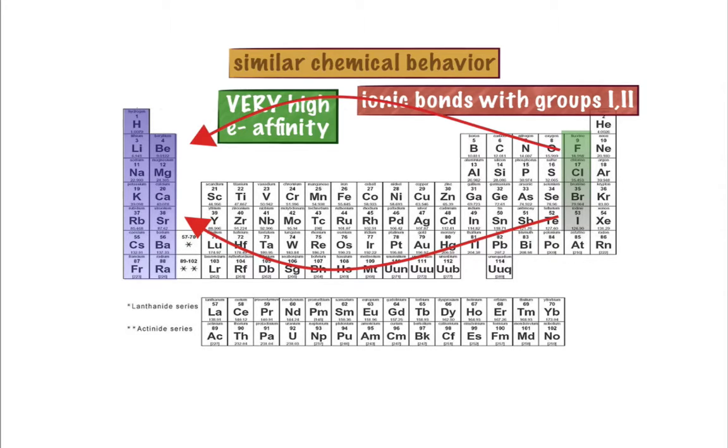Okay, so they tend to make bonds with each other, and these bonds are called ionic bonds. They don't share electrons. These elements strip the electrons away, and these elements give them away. Okay, and that's an ionic bond.